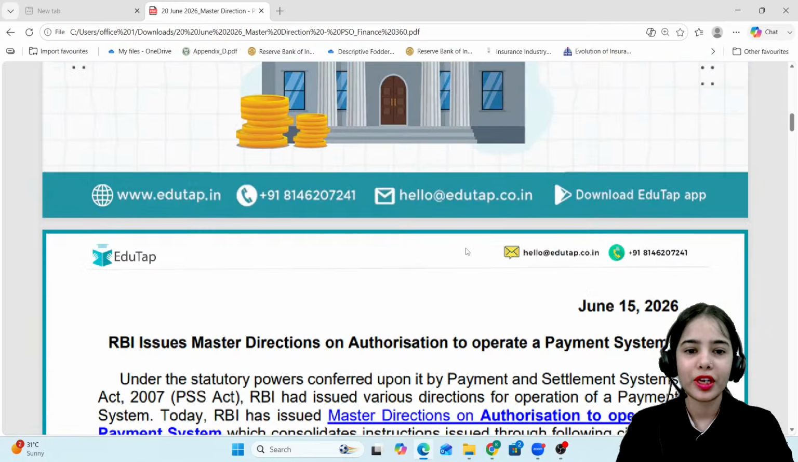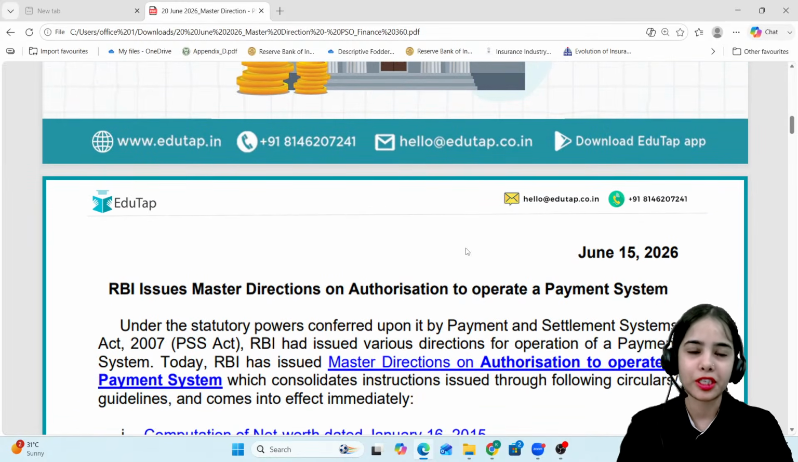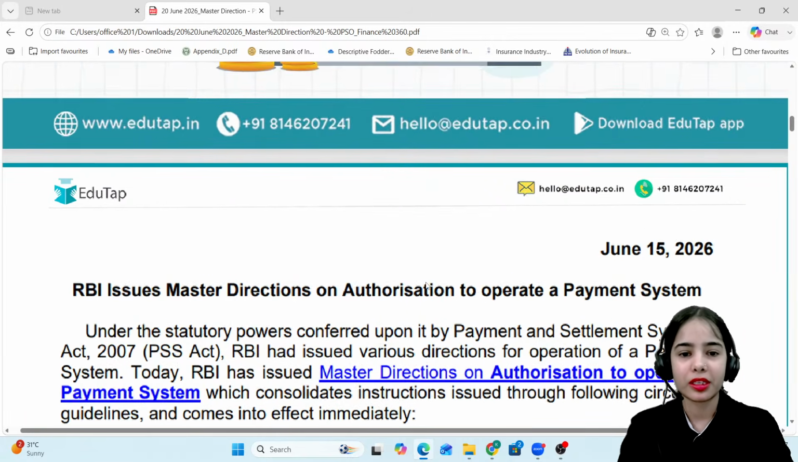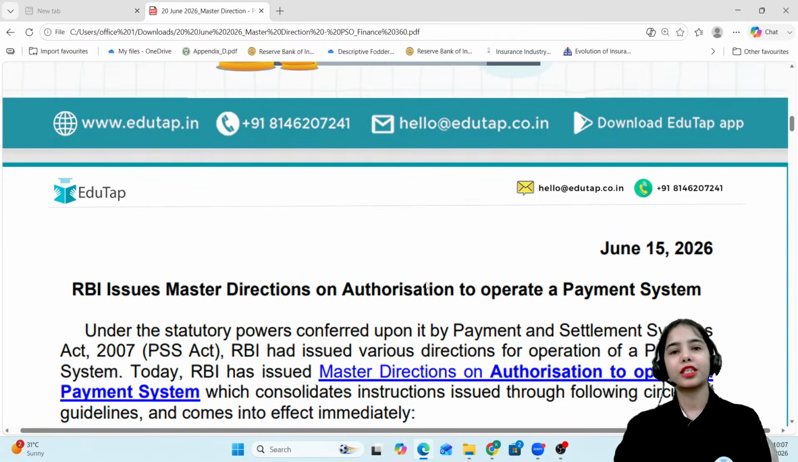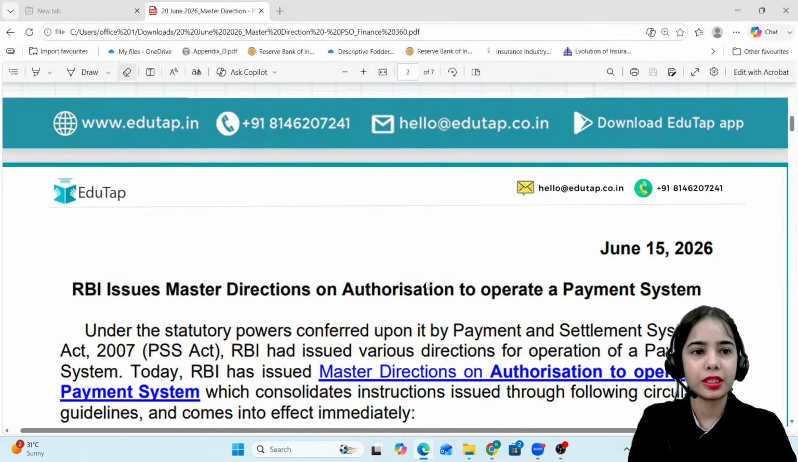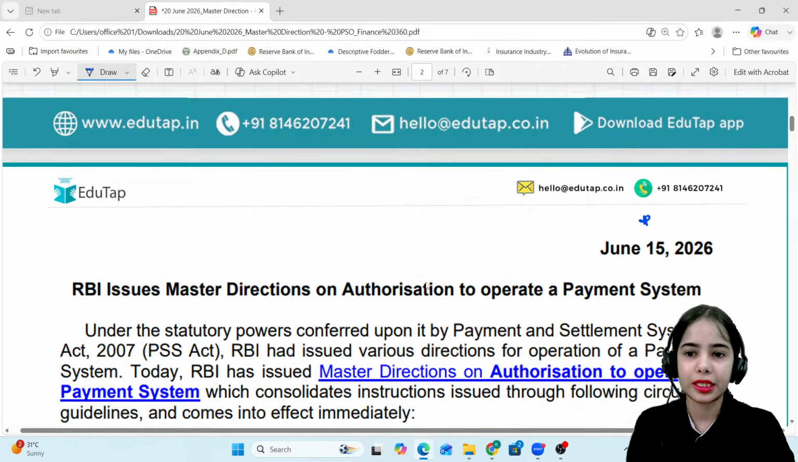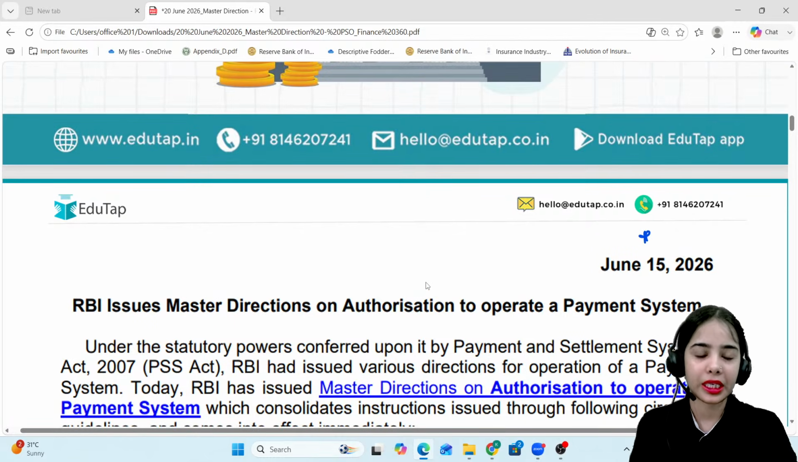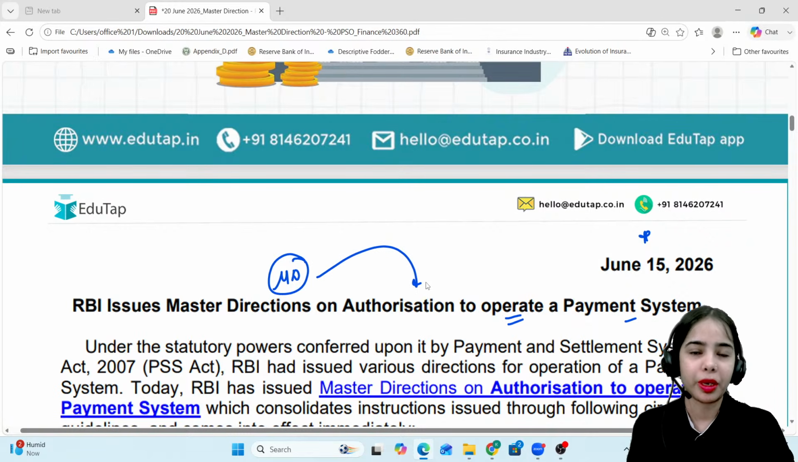So today we are going to discuss a very important master direction that the RBI has recently released. The RBI has issued the master directions on the authorization to operate a payment system. You can see that on 15th of June 2026, the RBI has released this master direction regarding the authorization to operate a payment system.